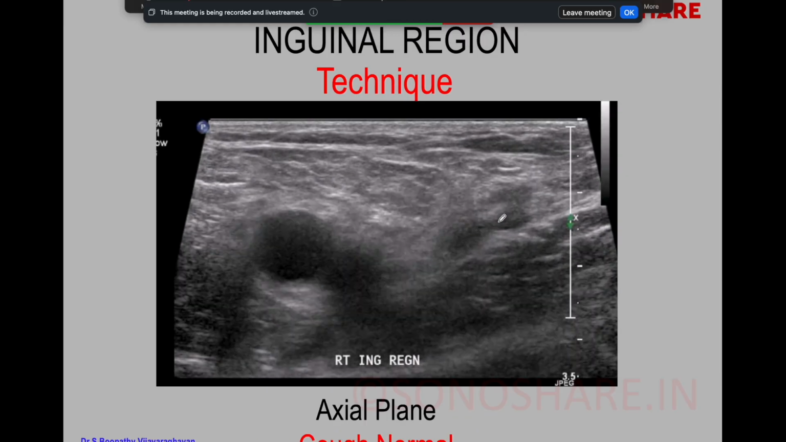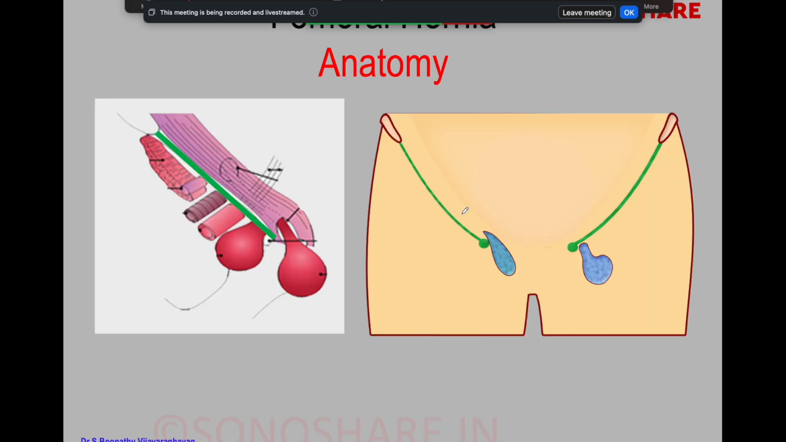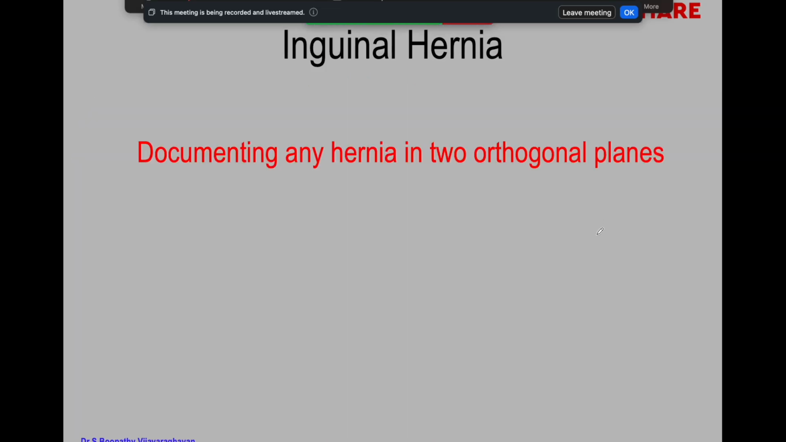So that is the inferior epigastric, and then you see the common femoral artery, common femoral vein, and medial to the common femoral vein is the femoral canal. So that is the inguinal hernia and the femoral hernia. The difference is, the inguinal hernia is above the femoral hernia. The femoral vein will be compressed, so you will not see the femoral vein.